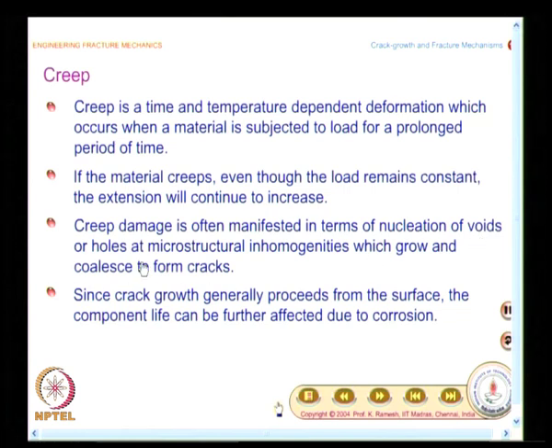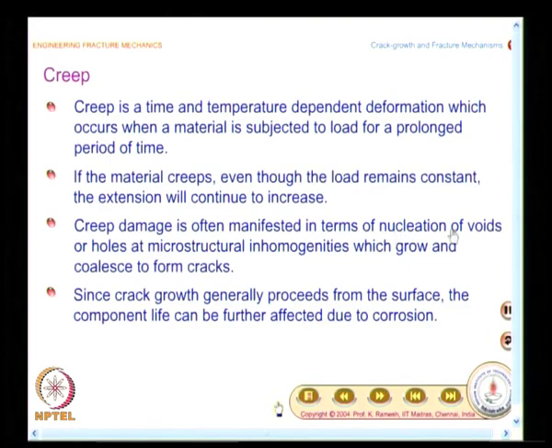Nucleation of voids or holes at microstructural inhomogeneities grow and coalesce to form cracks. So, the way creep damage grows is different. The way stress corrosion cracking growth is different. Similarly, the growth of a crack by fatigue is different. People have analyzed and have formed models to explain what is observed in practice. So, in the case of creep, it is essentially nucleation of voids or holes at microstructural inhomogeneities, which grow and coalesce to form cracks. So, the physical process is different.